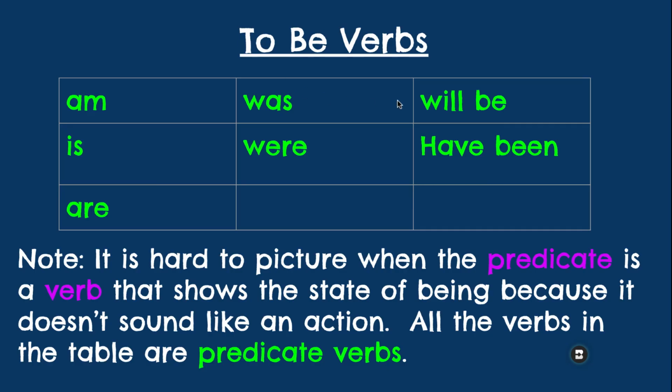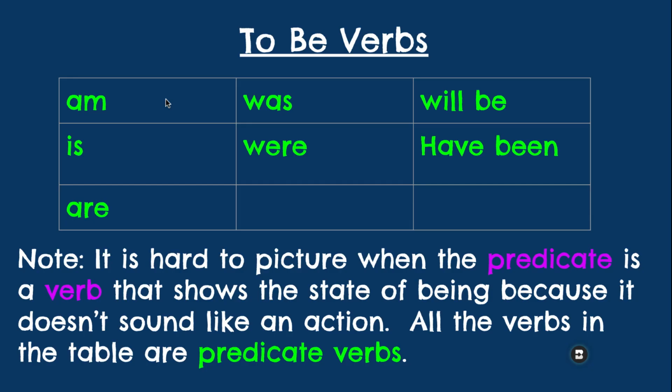So the to be verbs, the ones that show the state of being, are all of these words that we use, like am, I am happy, is, he is hungry, are, they are funny. We also have those in the past tense with was and were. There was a party. There were so many kids at camp. And then we have the to be verbs in the future tense. I will be 11 years old this year. And then we have what's called the present perfect tense. There have been so many happy people on campus today.